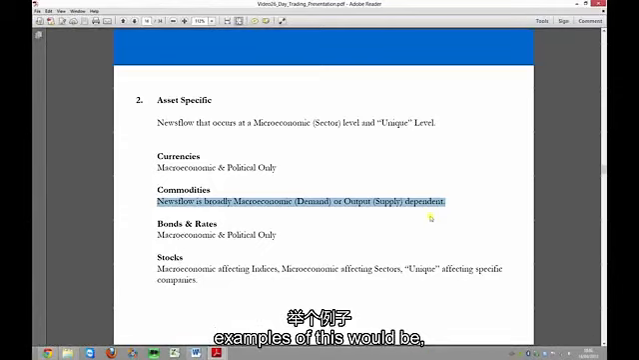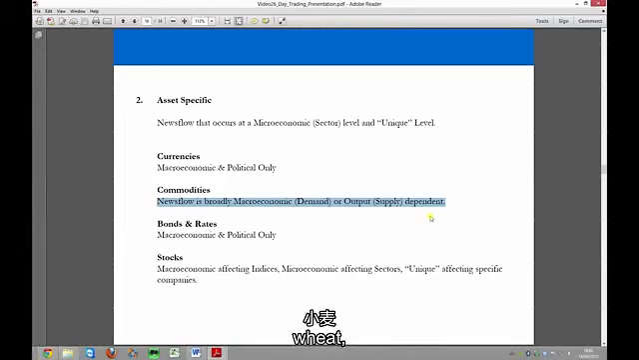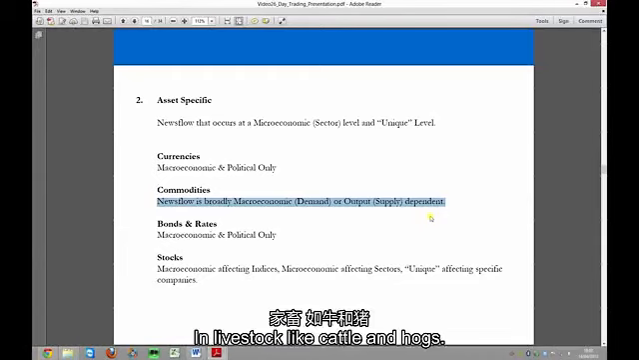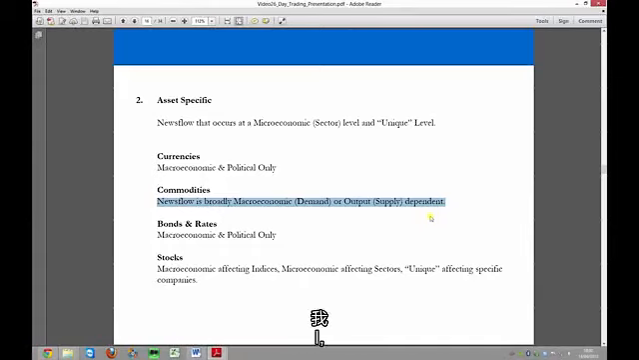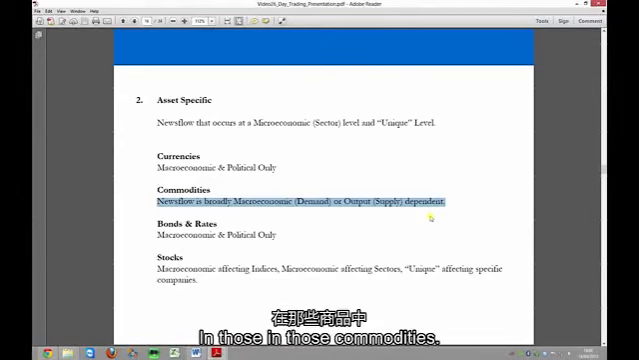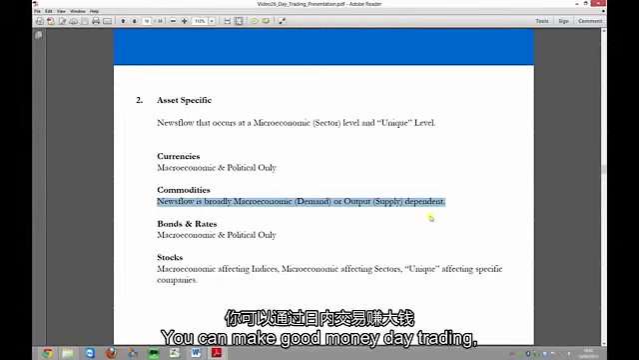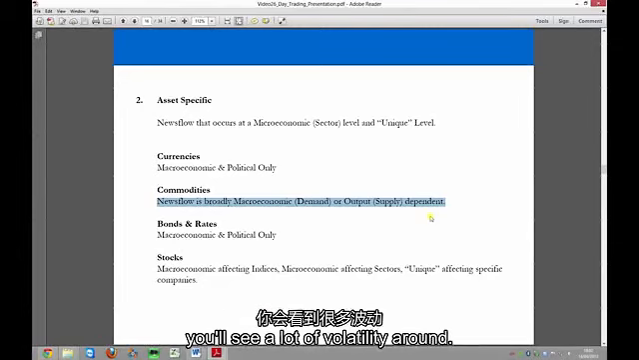Other good examples of this would be, for example, in the food commodity space, so in the grains like corn, wheat, in pulses like soybean, in livestock like cattle and hogs. If you get microeconomic factors affecting the supply chain in those commodities, you can make good money day trading. You'll see a lot of volatility around.